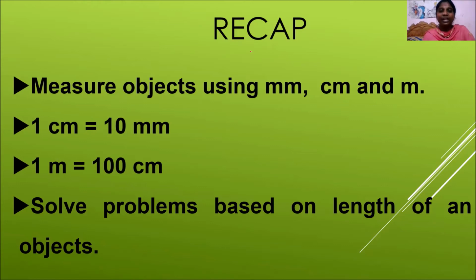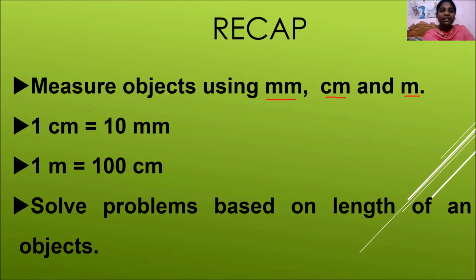Let's recall the week 1 video. In that we learned how to measure the length of objects. First we learned we can measure the length of an object using mm, cm and m. mm means millimeter, cm means centimeter and m means meter. So we learned 1 centimeter equal to 10 millimeter, 1 meter equal to 100 centimeter. We learned the conversions also.